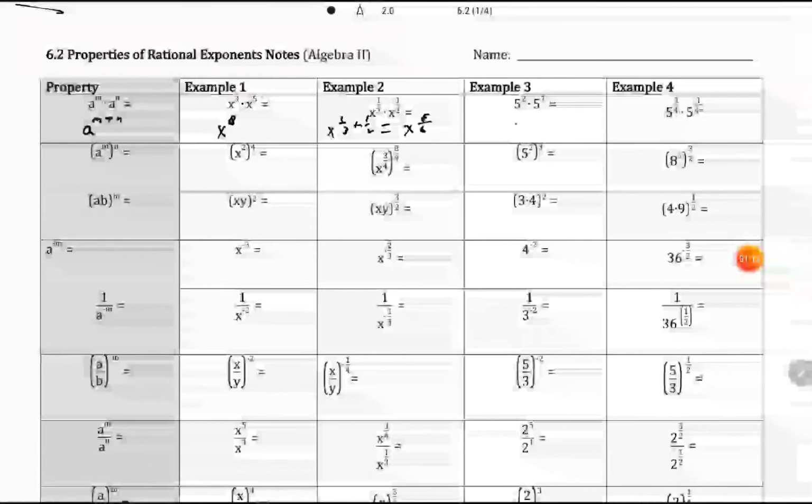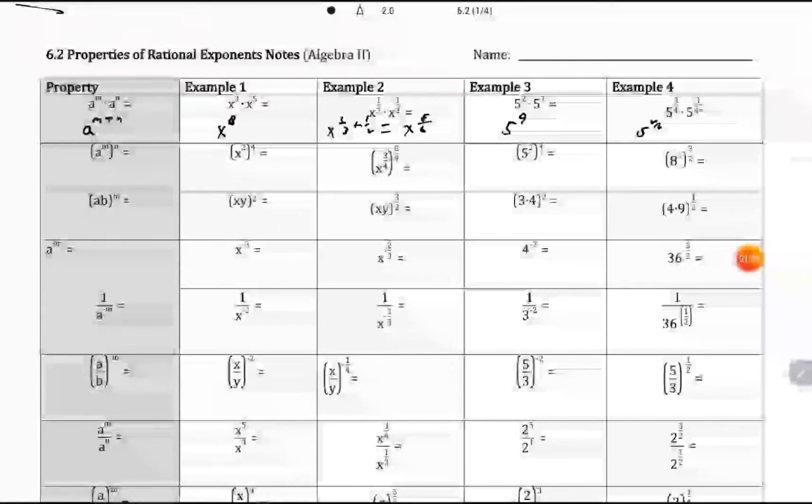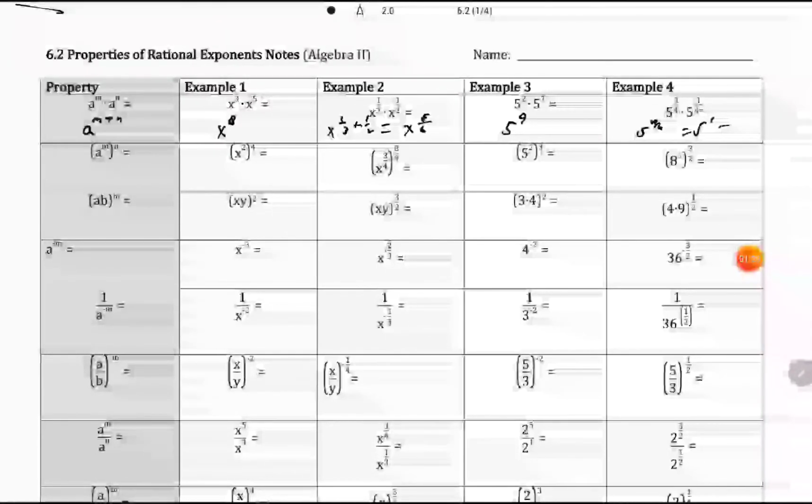And if we remember how to add fractions, that'll be x to the 5/6. Example 3, 5 to the 2 plus 7 is 9. Example 4, 5 to the 3/4 times 5 to the 1/4, that's 5 to the 4/4, which is the same thing as 5 to the first, which is 5.